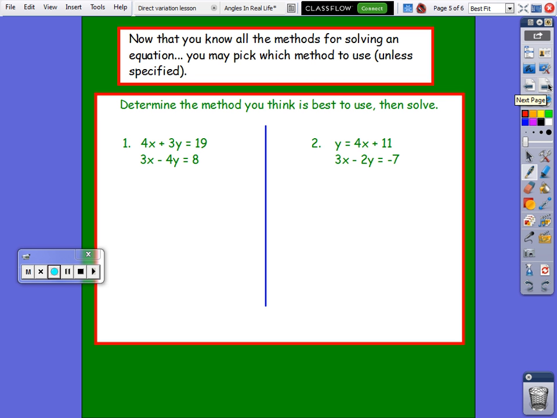All right, so go ahead and look at numbers 1 and 2 here. And you may not always want to use the elimination method. Sometimes other methods make more sense. So go ahead and pick the method you want to use and bring them to class.